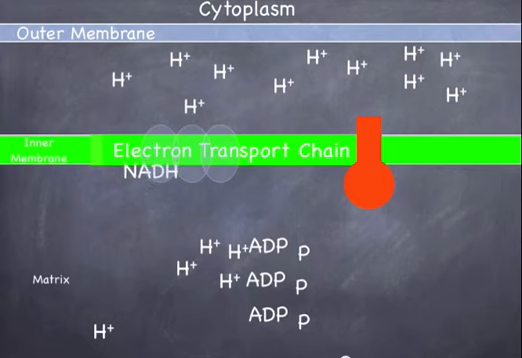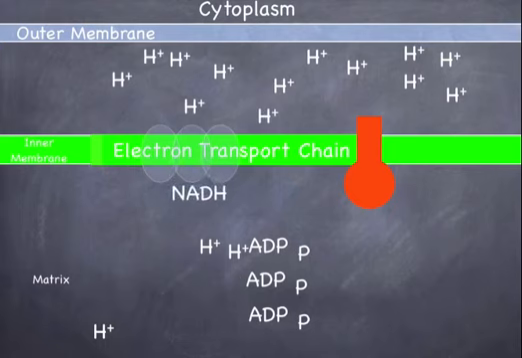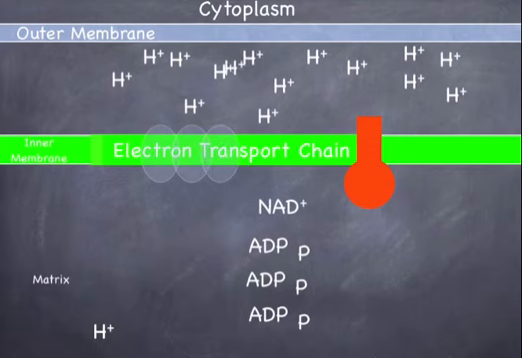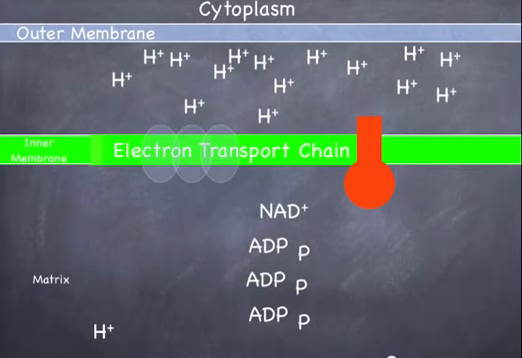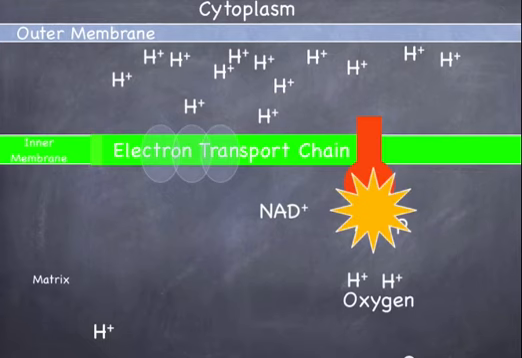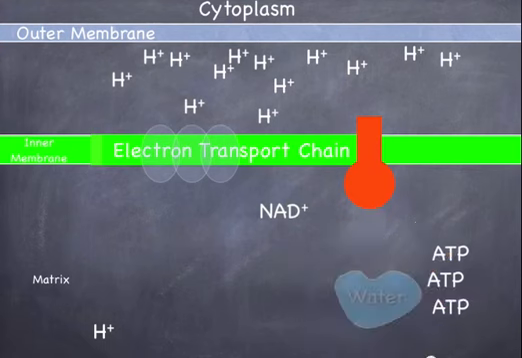We have NADH power these facilitated diffusers, and that pumps 6 hydrogens through the inner membrane to create a high concentration above the electron transport chain. The hydrogens will then go through the ATP synthase, and that creates 3 ATP.